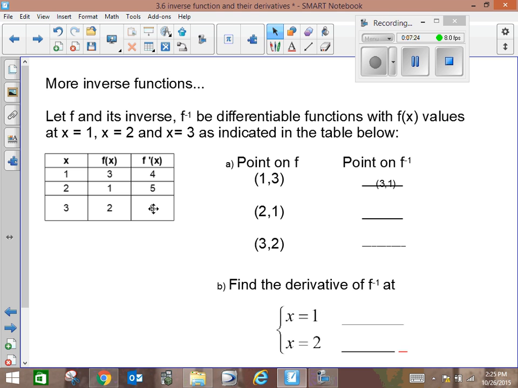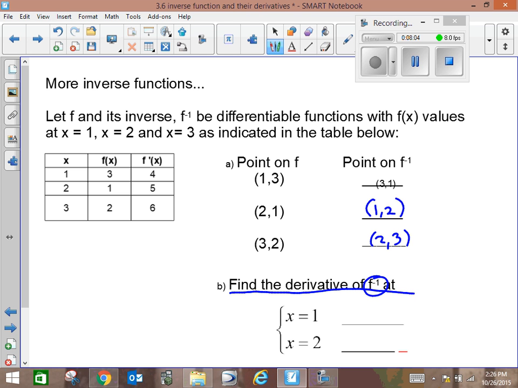Just to remember, if you're dealing with 1, 3 in your inverse, it gives you 3, 1. If you have a point 2, 1, what's the inverse point? 1, 2. If you have a point 3, 2, on the inverse it's 2, 3. Now the derivatives don't have anything to do with the inverse yet, but we're going to put them in there. Here it says find the derivative of the inverse at x equals 1 and x equals 2.